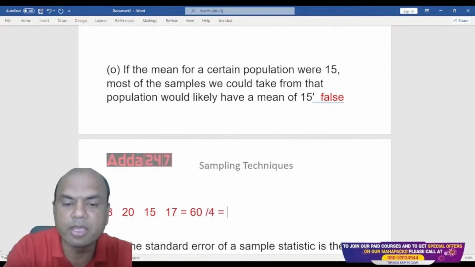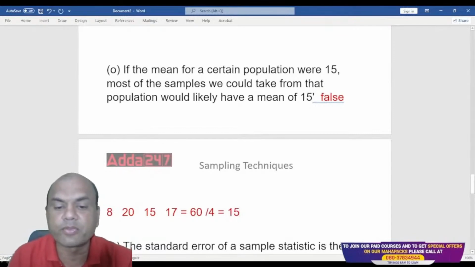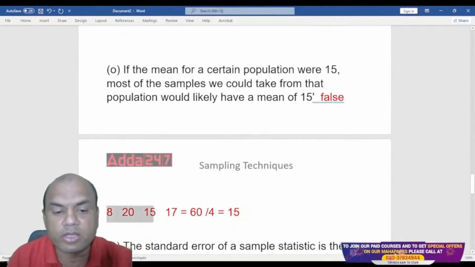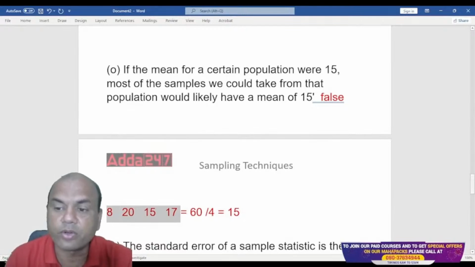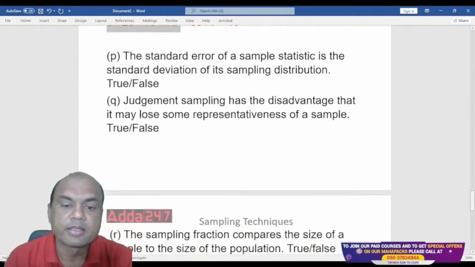So what am I getting? I'm getting this as 15. So my population mean is coming out as 15. But were all the samples having the mean of 15? No. So it's not compulsory. That is the point I'm stressing. So that is false.